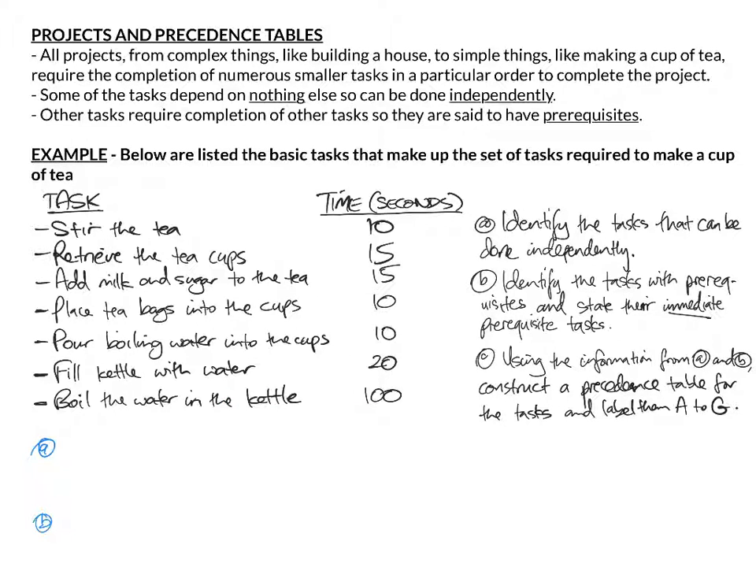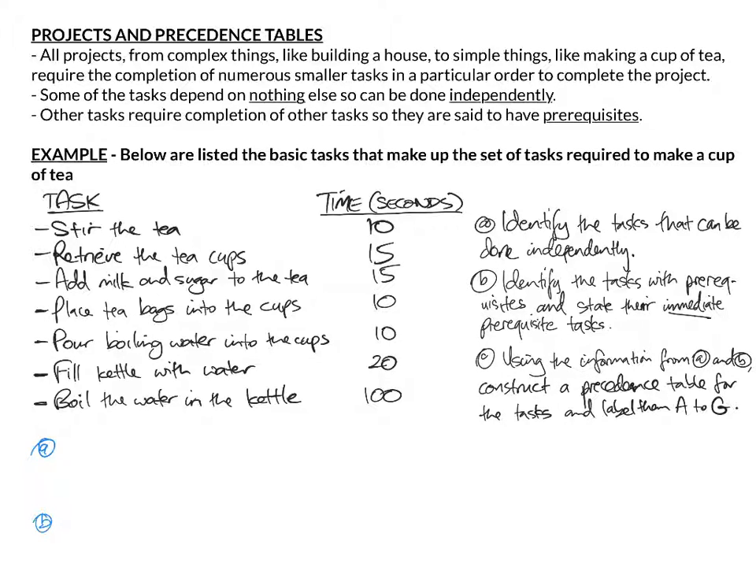So what we're going to try to illustrate with this example is thinking about each of these tasks individually, whether they're independent or not, whether they depend on something else, and putting them into a particular order, and then finally putting them into a precedence table and labeling them with letters for ease of use.